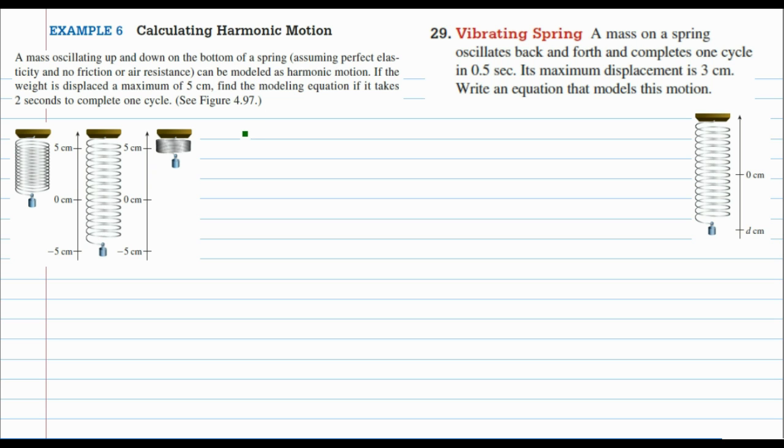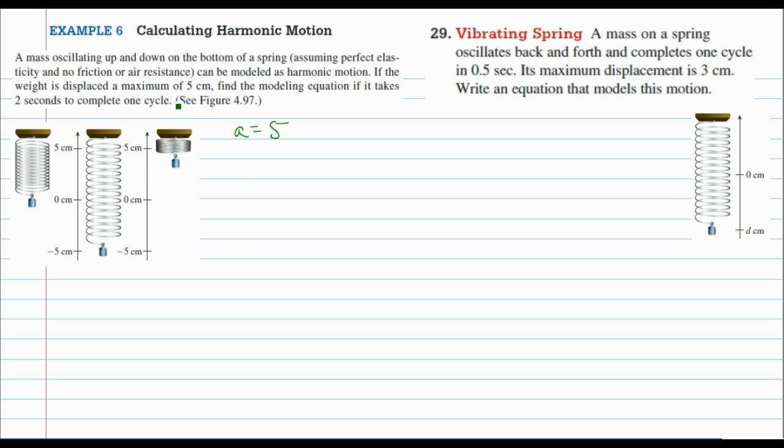Well, the A value, the amplitude of the spring, is 5 centimeters. The spring is going to stretch from 0 to negative 5 centimeters and 5 centimeters. So the amplitude, or A, is 5. Now the other question is you got to find the W value.